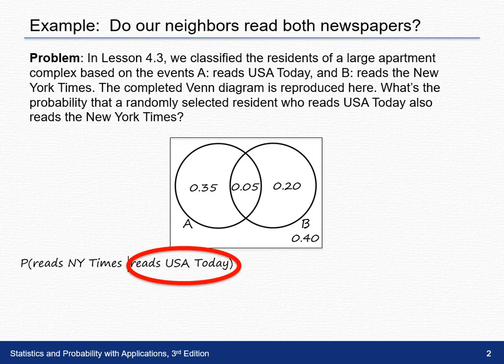And on the Venn diagram, I can see that as this circle, that 0.40. And then within this circle, this 0.40 of those who read USA Today, I need to look at, okay, well, who also reads the New York Times? And that would be this 5% here, this 0.05.